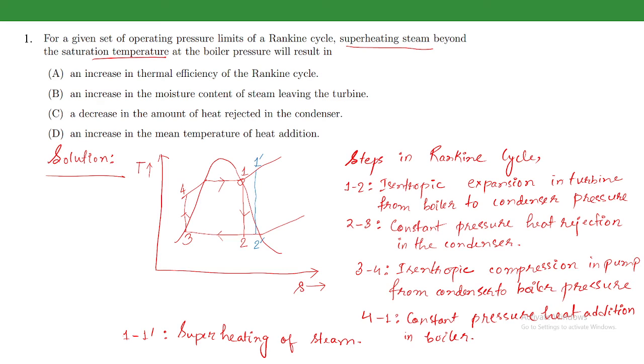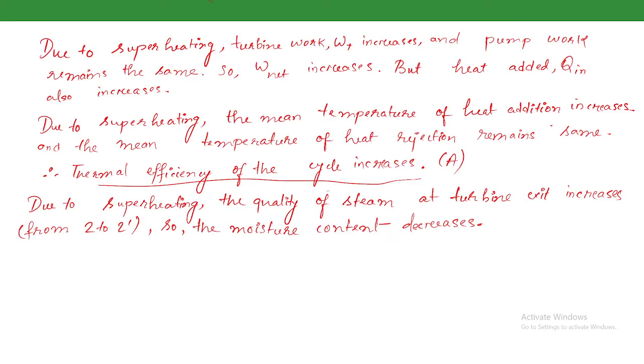A decrease in the amount of heat rejected in the condenser. Initially the amount of heat rejected in the condenser was 2 to 3, now it is 2 dash to 3 dash. So 2 dash to 3 dash will be high, more than 2 to 3. That is a change in the enthalpy. If we take, then H2 dash minus H3 will be higher than H2 minus H3. So the amount of heat rejected in the condenser will be more.